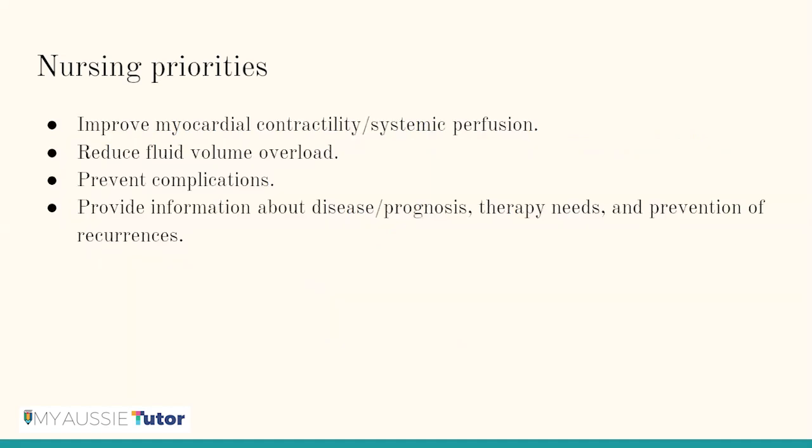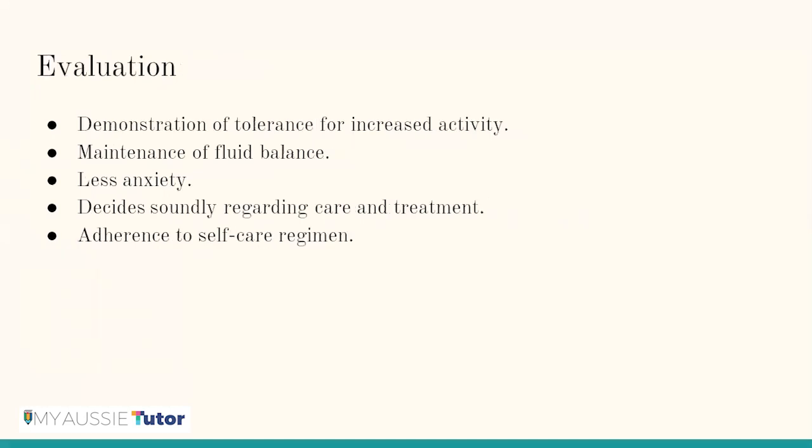Nursing priorities should basically consist of improving the myocardial contractility, reducing the fluid volume overload by checking the fluid status, assessing the amount of fluid intake and output, preventing any complication, and providing information about disease prognosis, therapy needs and prevention of any recurrences as well. That is the main priority: there should be prevention of recurrences. So a proper care plan should be given to the patient as per the nursing priorities identified, so that they are able to manage their condition at home as well, and a proper checklist can be provided.